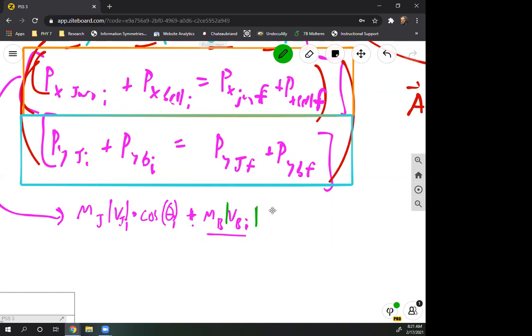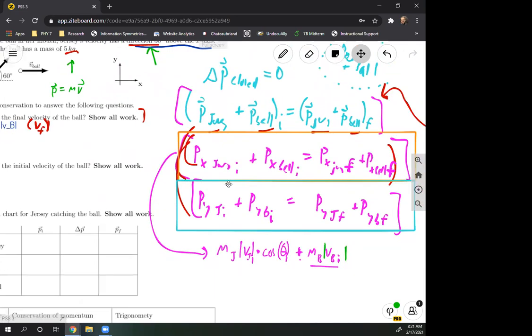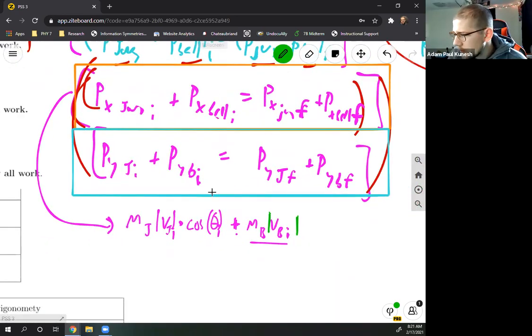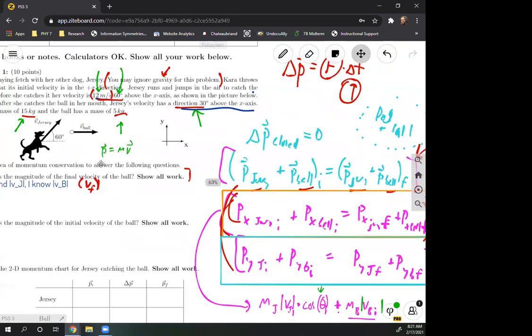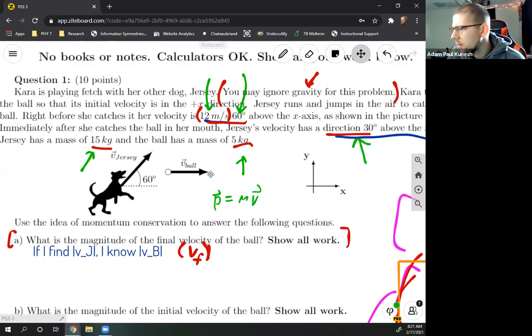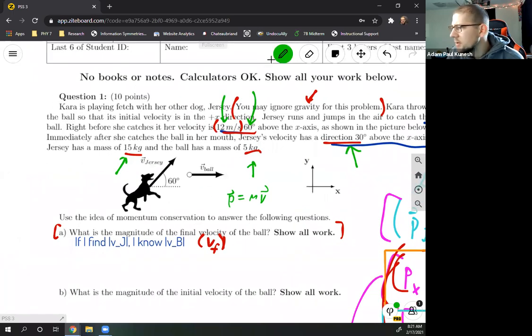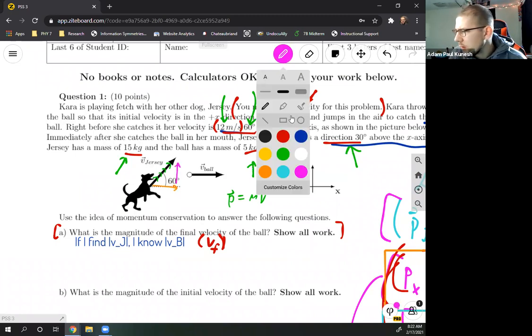Wait, so why are we multiplying by cosine theta for the jersey? You cut out for me when that was. Yeah, no worries. So Jersey initially, is Jersey male or female? Doesn't matter. She, okay. Jersey, her velocity is going up. So there's a vertical component to Jersey's velocity. So the x component of Jersey's velocity is not the entire velocity vector. The x component is just this length, and the y component is like that. So here's Vx, here's Vy.